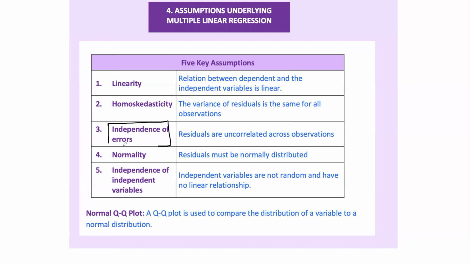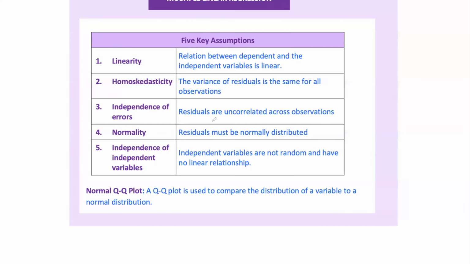Number 3 is independence of errors. Here, the idea is that the error from one observation shouldn't affect the error in another. This means that each observation should be independent of the others, which means the residuals should not be correlated. For instance, in time series data, you want to ensure that one period's error isn't influencing the next period.